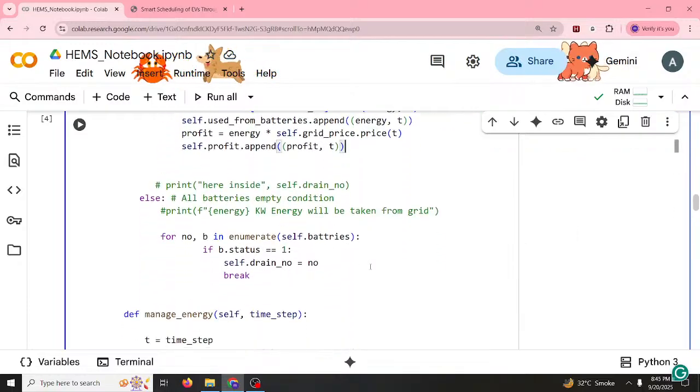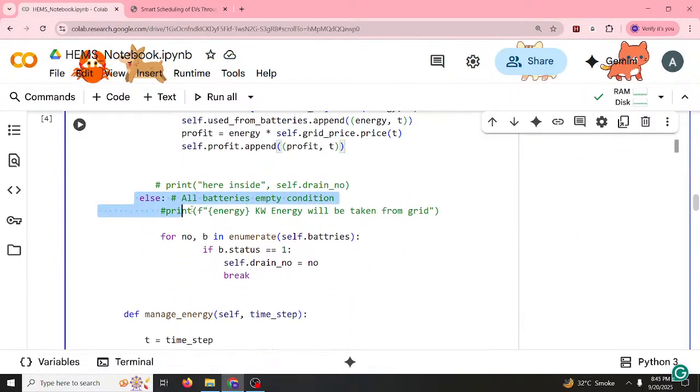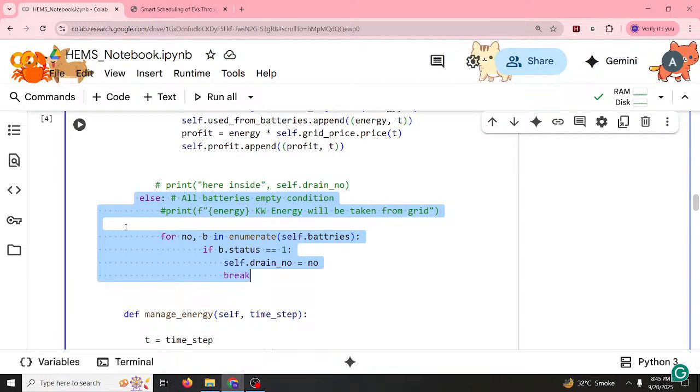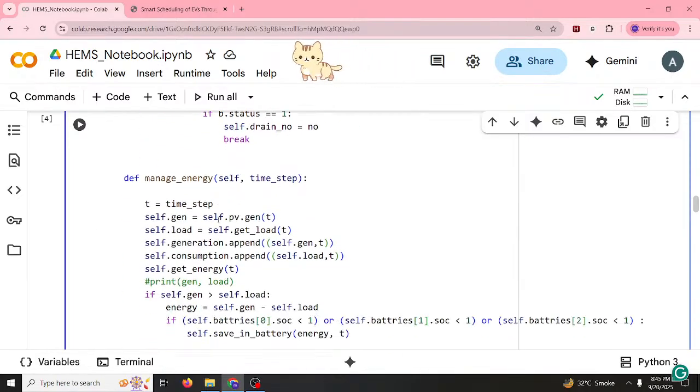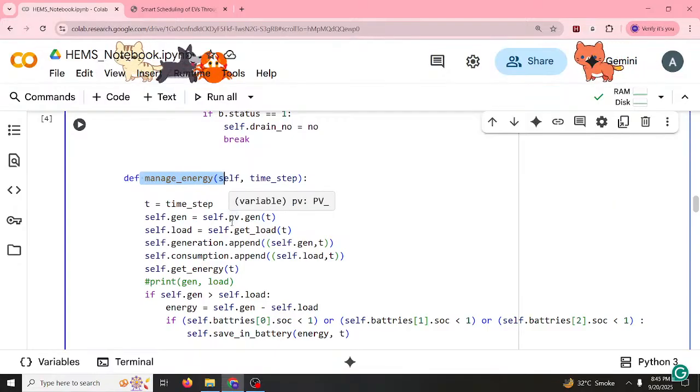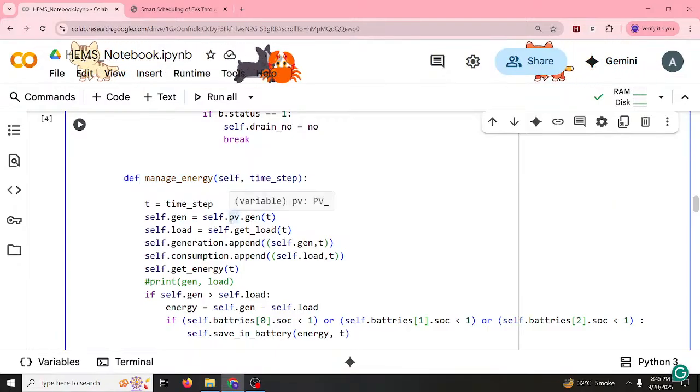Okay, moving further. Similar function here. As per the charging, we are just discharging. If all the batteries are discharged, we cannot discharge anymore. Now this method, manage energy, is actually managing the energy through a conditional loop. That is the baseline of this research.